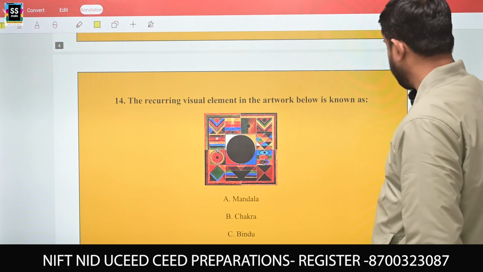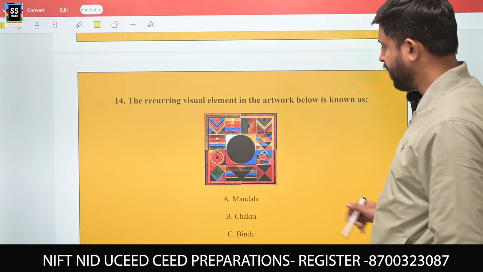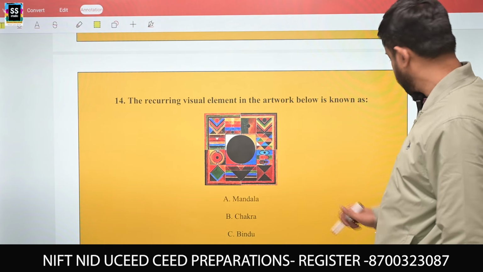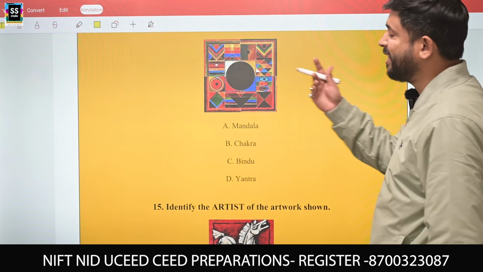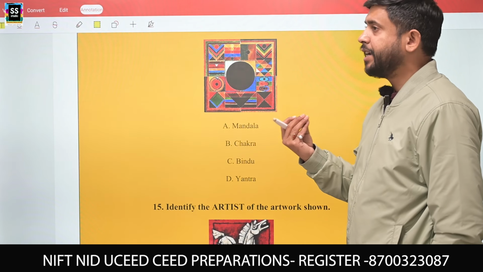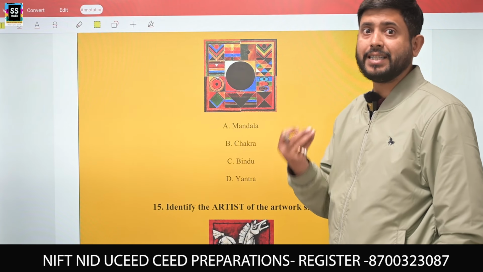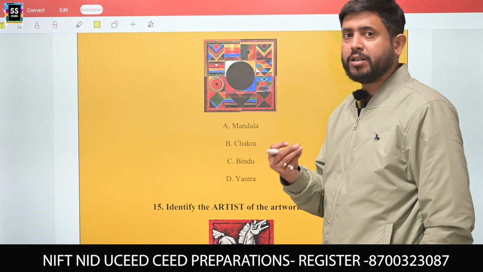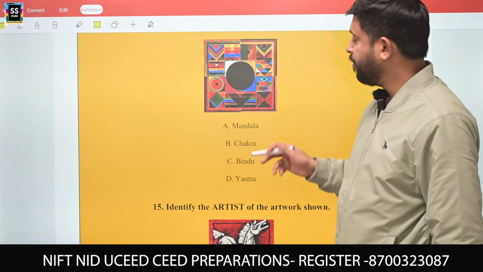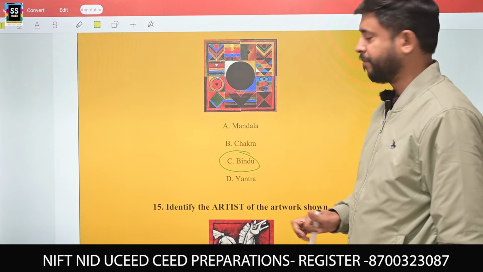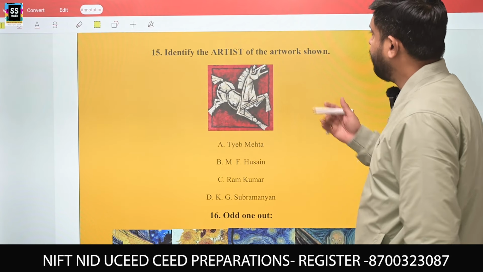Moving forward, the next question: the recurring visual element in the artwork below is known as what? Mandala, Chakra, Bindu, or Yantra. If you look carefully, this is an art technique by one of the famous artists, S.H. Raza. He was famous for that, and this particular artwork technique, or art movement, you can say, is known as Bindu.